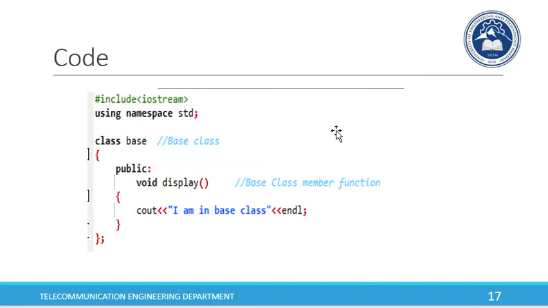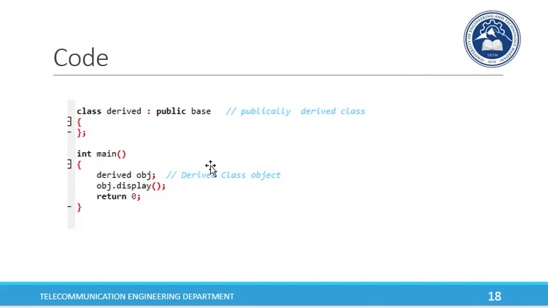So we have included the headers, and then I have created a class. The name of the class is base. Then I have created a function publicly, and it just prints a statement that I am in base class, and then I close the function. Now this is the base class, but how will you derive a class? You can give the classes any name by your own choice, but here I'm using the words base and derived for better understanding.